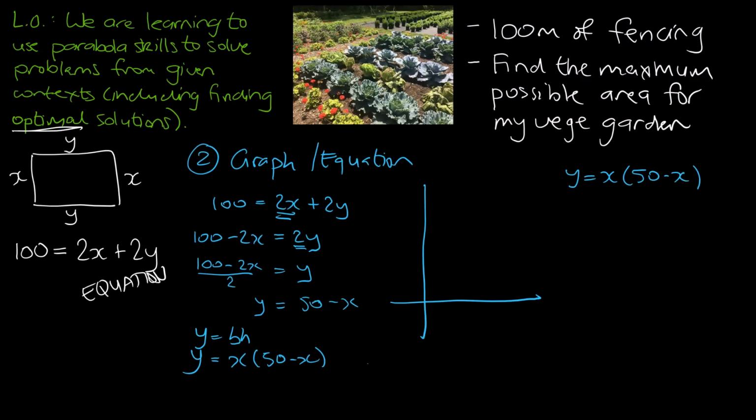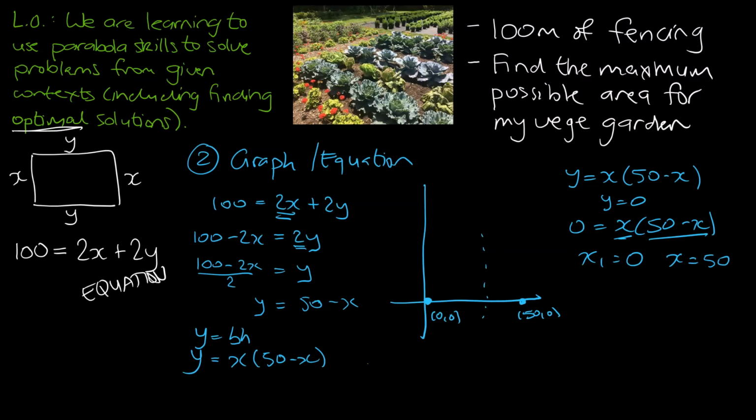So at the x-intercepts, we know that y is going to be equal to 0. So 0 is going to be equal to x times 50 minus x. That means x1 is going to be 0 for that one there, and that there, x will be equal to 50. So those are our two x-intercepts. So let's put 1 point there, 1 point there, and that point is 50, 0, and that point there is 0, 0. And we know the vertex is going to be exactly between those 2 points.